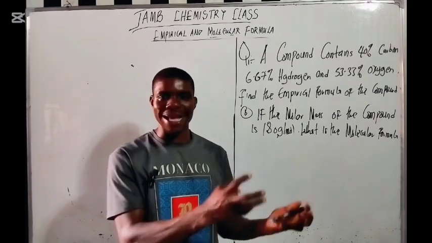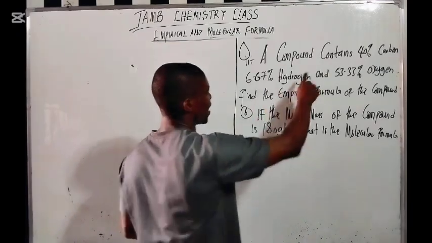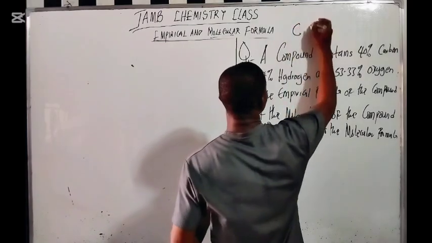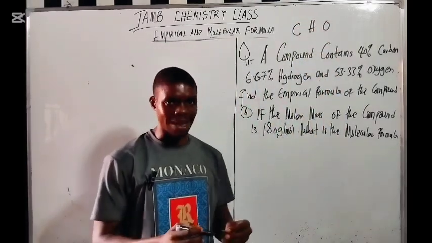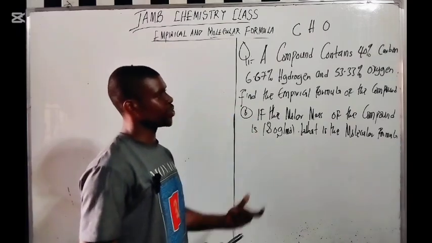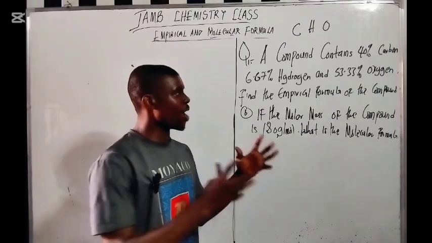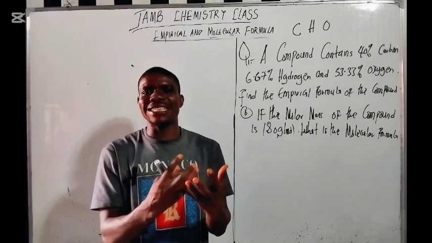So it can either be given the mass of the compound, so mass of each of the elements. But if you check very well now, this compound contains 3 different elements. It contains carbon, hydrogen, and oxygen. It is an organic compound, right? So they give us the percentage by mass, or percentage composition by mass. Just understand?